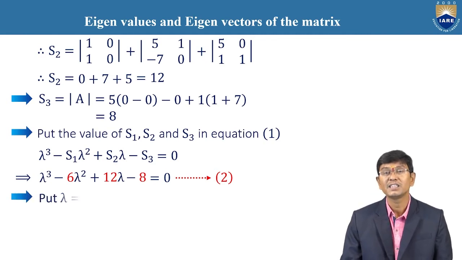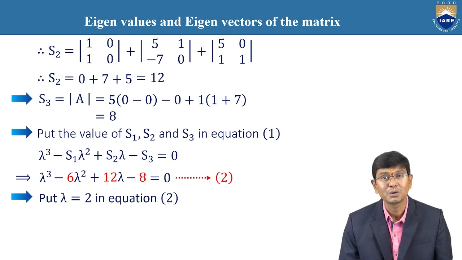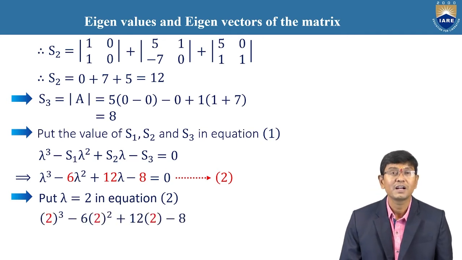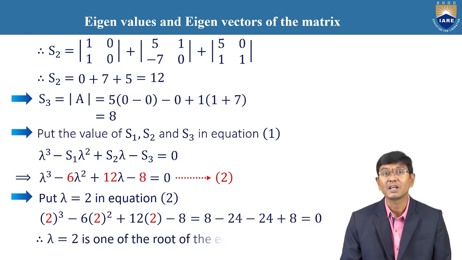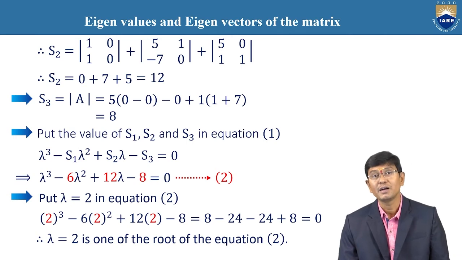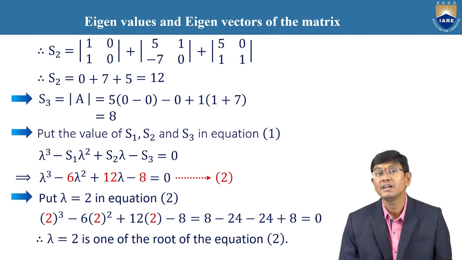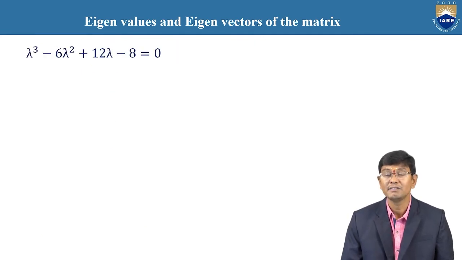Here, for example, one of the roots is lambda equal to 2. After replacing lambda equal to 2 in this equation, the equation is clearly satisfied. Therefore, lambda equal to 2 is one of the eigenvalues of the given matrix. And similarly, we need to find the remaining two eigenvalues with the help of the second equation by using synthetic division.